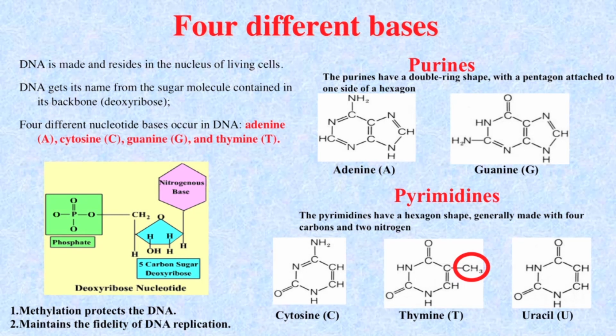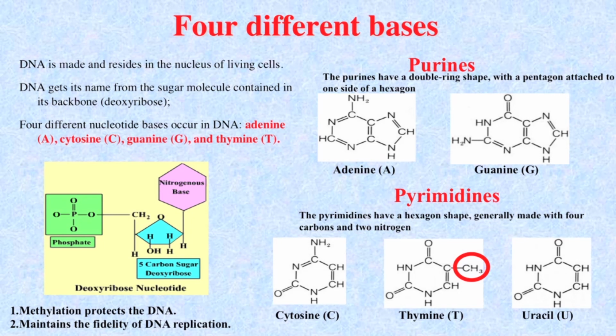In pyrimidines, they have a hexagon shape here, right, made generally with 4 carbons and 2 nitrogens. If you see 1, 2, 3, 4 carbons and 2 nitrogens. Cytosine is in both the DNA and RNA, and the difference is between thymine and uracil. Thymine you can see in the DNA and uracil you can see in RNA. Here there is one CH3 group, which is the major difference between the DNA and RNA.